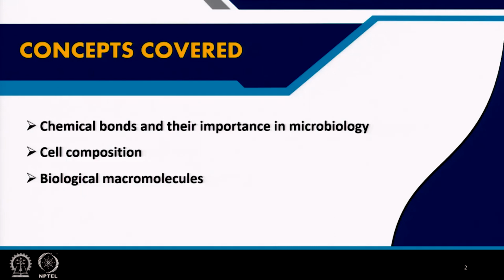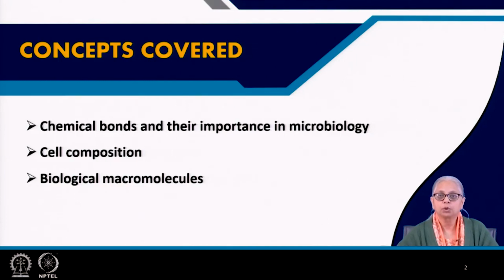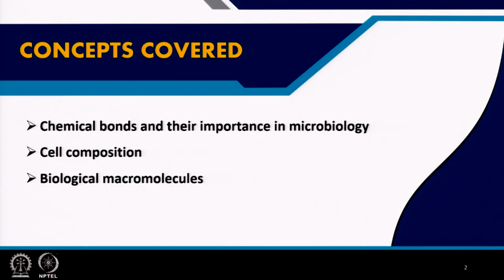are chemical bonds that exist inside the cells. So what are the cells made of, what are the chemical bonds, what is their importance in microbiology, what is the cell composition, and what are the major biological macromolecules. These are some of the things we're going to cover in this particular topic.